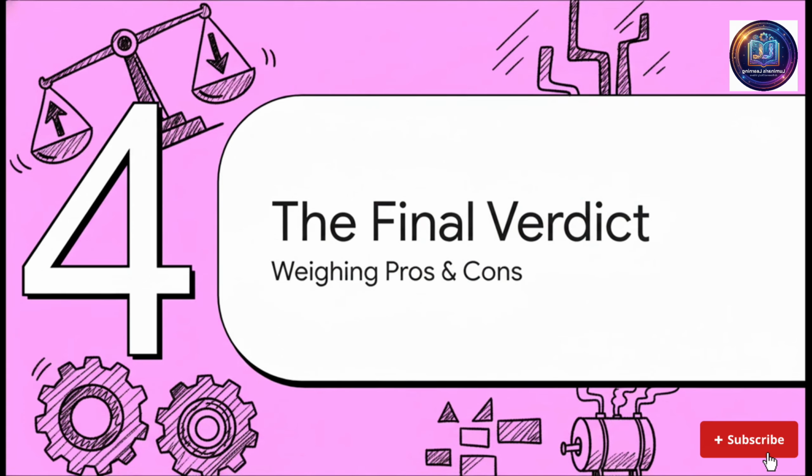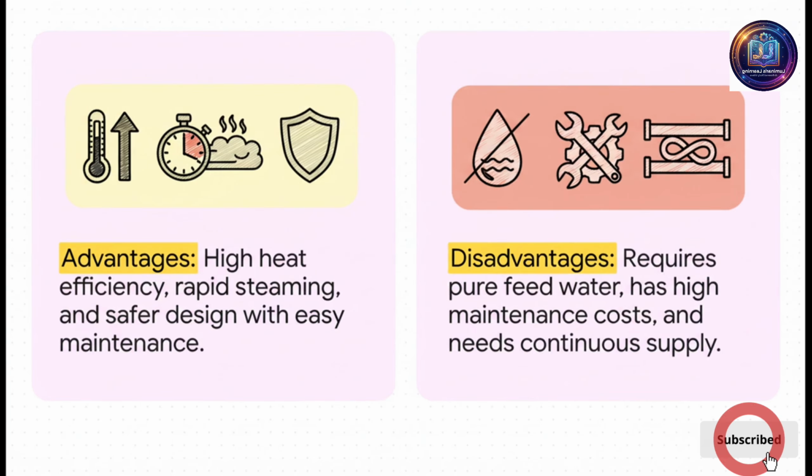Okay, so any good engineering analysis goes beyond just how something works to actually evaluate its design. So for your project, let's get to the final verdict, weighing the pros and cons of the Babcock and Wilcox boiler. So on the plus side, its design is super efficient, and it can generate steam really fast, which makes it great for fluctuating power demands. And since it's made of all these individual tubes, it's also way easier to repair. You can just replace one bad tube instead of the whole shebang.